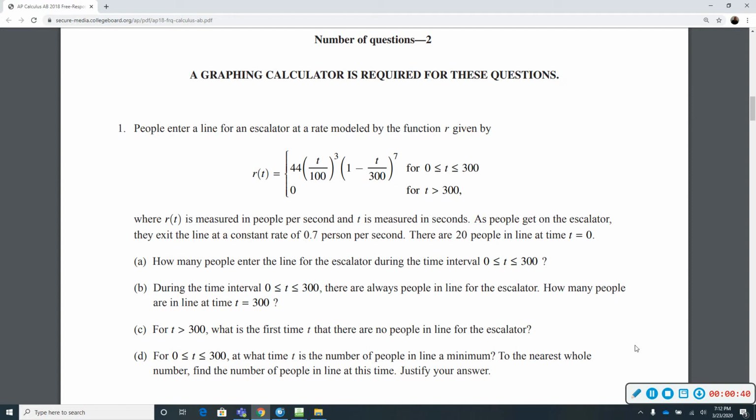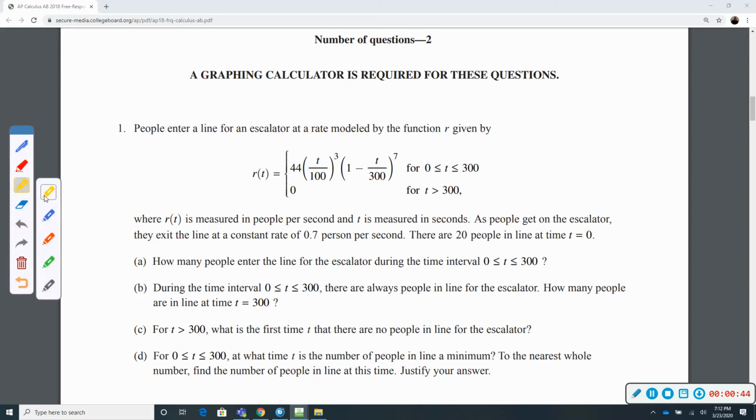I will read the problem, and I'm going to highlight some parts of the data which I feel are interesting and I need to consider. So people enter a line for an escalator at a rate modeled by the function r given by. So I have a rate at which the people will enter the escalator. It means that somehow I have the speed at which those people will get on the escalator. And r is given by the equation.